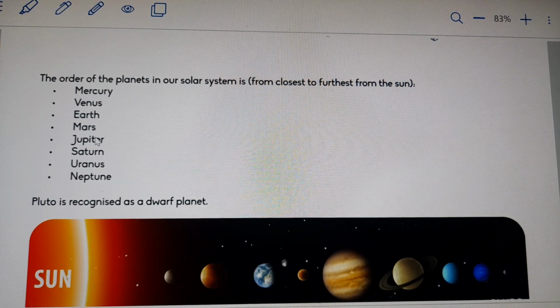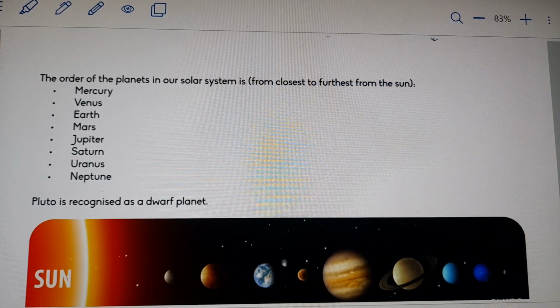We have Mars, Jupiter, Saturn, Uranus, and Neptune, which is so far away from the sun. And then they tell us here that we have another planet called Pluto, but it is recognized as a dwarf planet. So we will go to dwarf planets, don't worry. So now we are looking at these 8 planets.